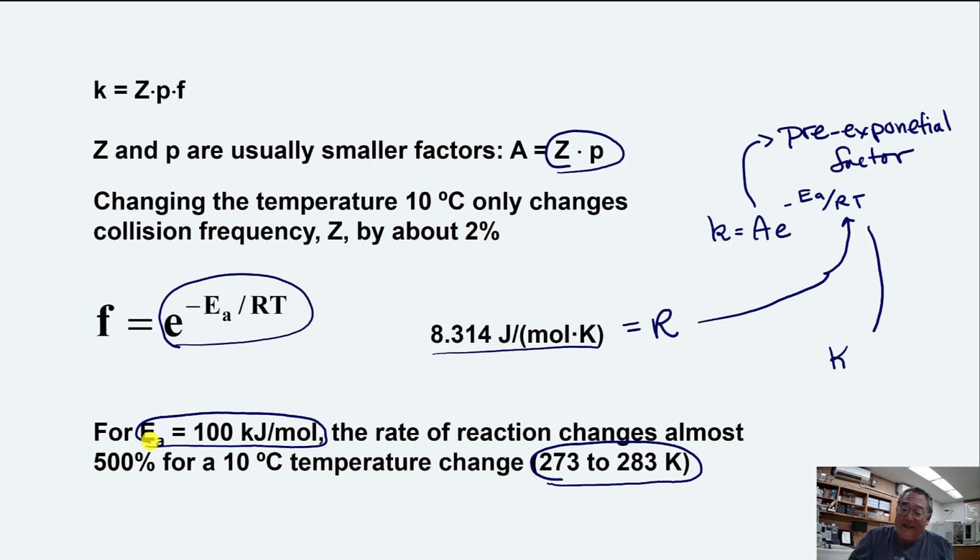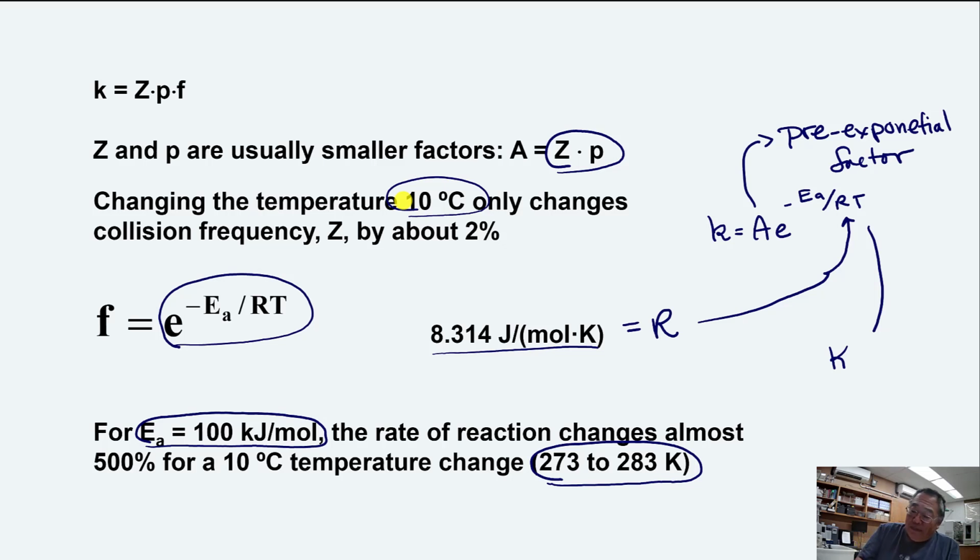Having said that, if you change the temperature 10 degrees Celsius, the collision frequency only changes about 2%. So in terms of what's important and what's not, people tend to ignore changes in the pre-exponential factor, because the collision frequency doesn't change that much. And the orientation factor doesn't usually depend much on temperature for what we're doing. In biochemistry, temperature makes a big difference, but in our situations it won't make that big of a difference.